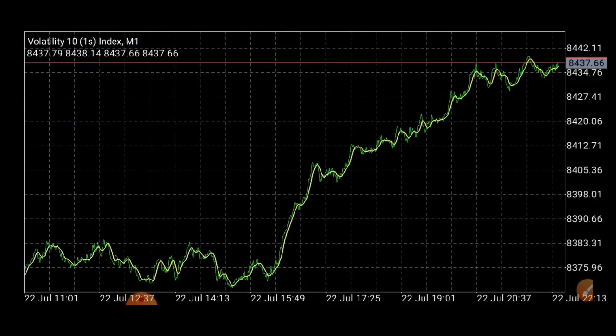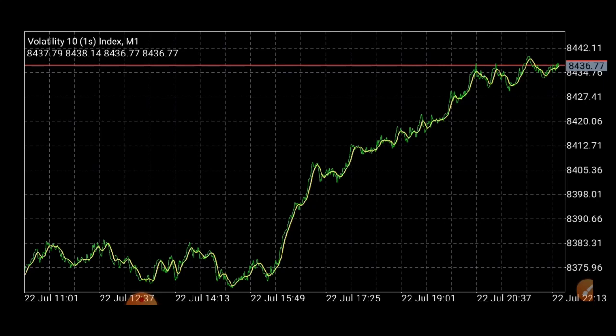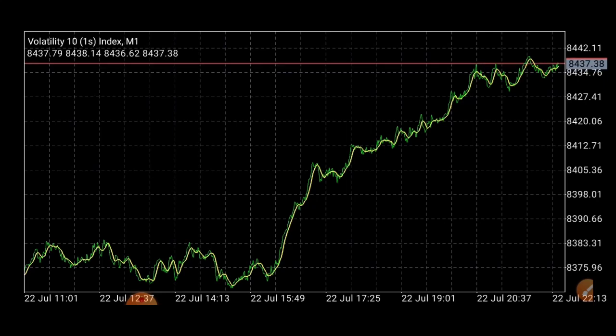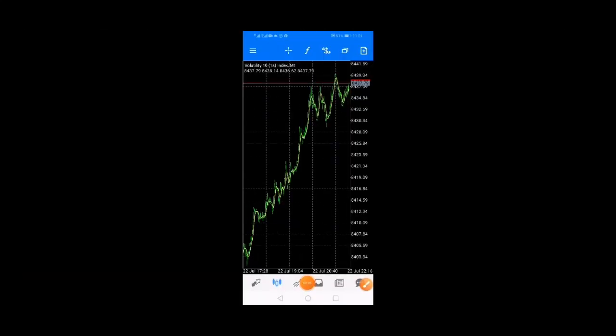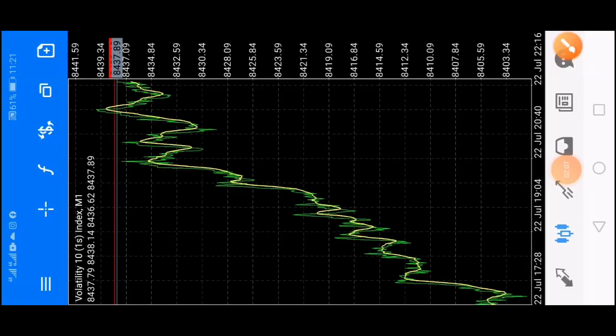So I'm going to place this trade using my smartphone, and if you look, you see that this is the landscape view of the phone version of the MetaTrader 5 platform. If you want to switch from portrait mode to landscape mode, this is the portrait mode, this is how it looks like, and this is the landscape mode.